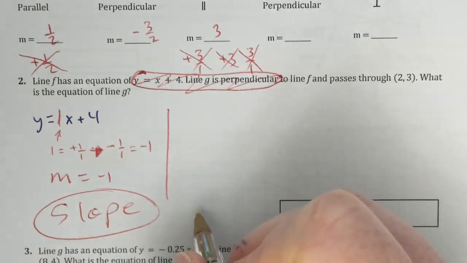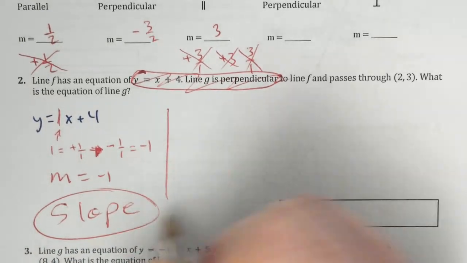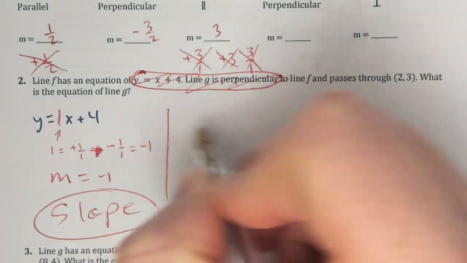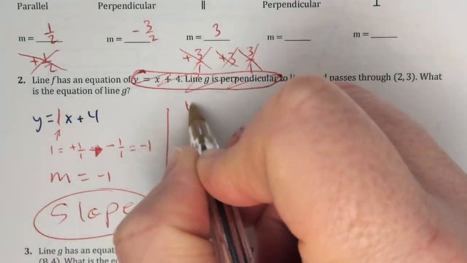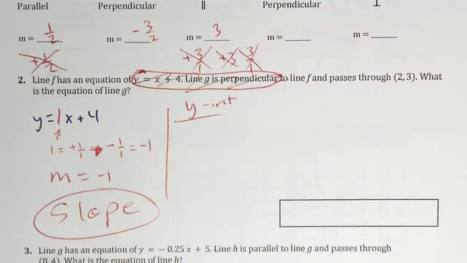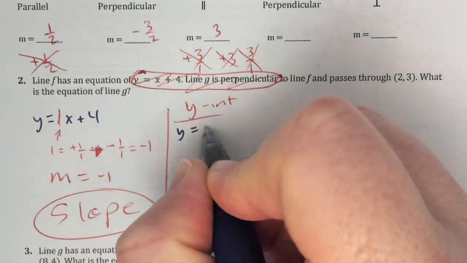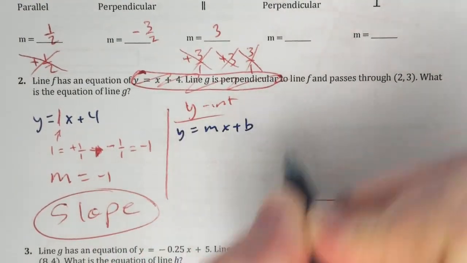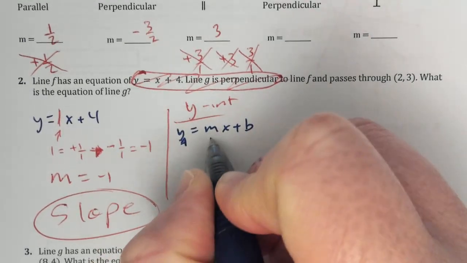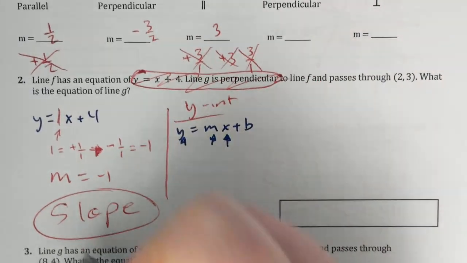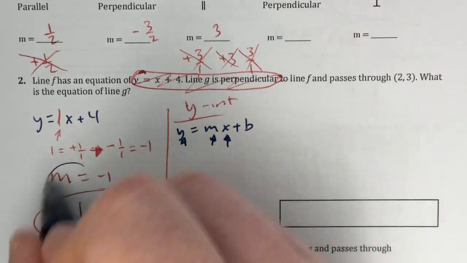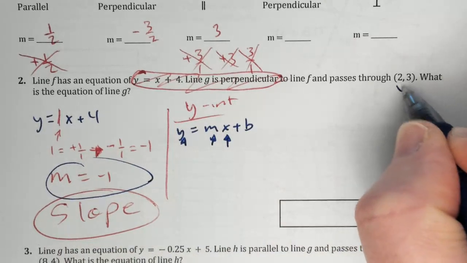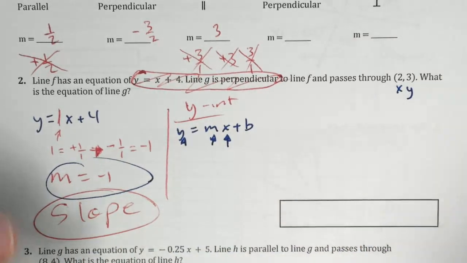Second step is to find the y-intercept. We're going to start with our equation, y equals mx plus b. We're going to plug in everything else and solve for b. So we're plugging in y, m, and x. This is my m right here, and then this right here would be my x, y. So plug those things in.